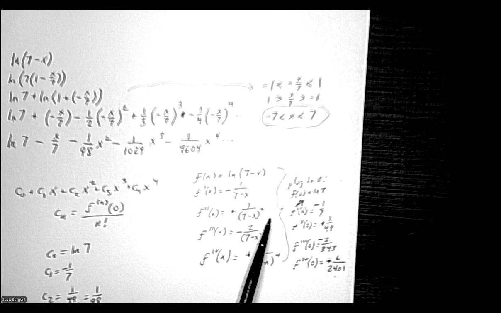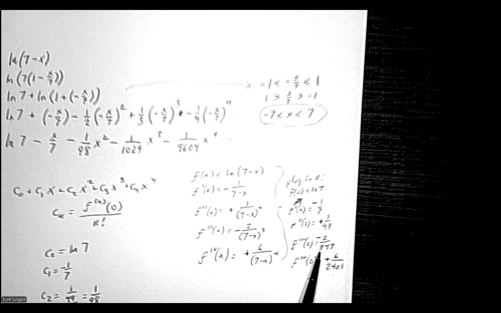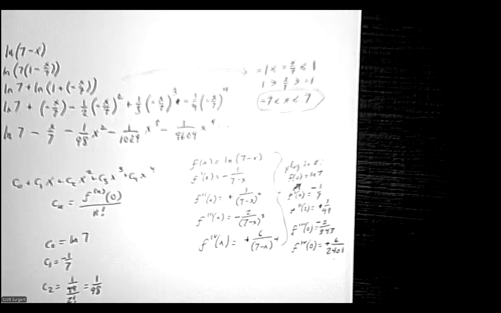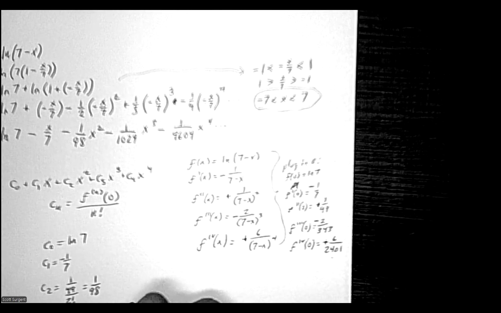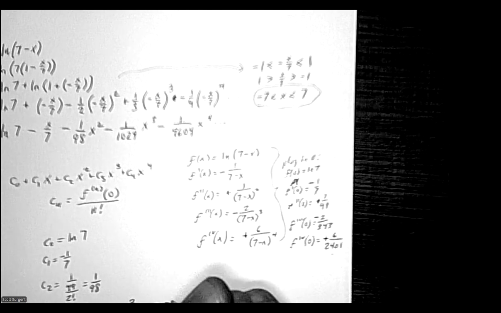I think they might all be negative. Yeah, they should. All right, anyway, let me do one more. C sub 3 is the -2 over 343 divided by 3 factorial, which is 6. So that's -3. So 343 times 6 is 2058. So I have -2 over 2058. And lo and behold, that's actually 1029. So it's working out.